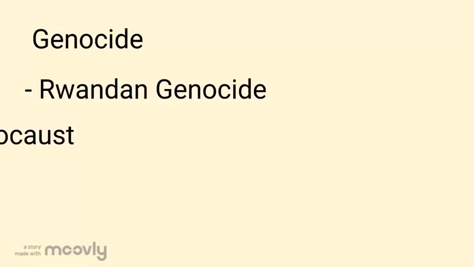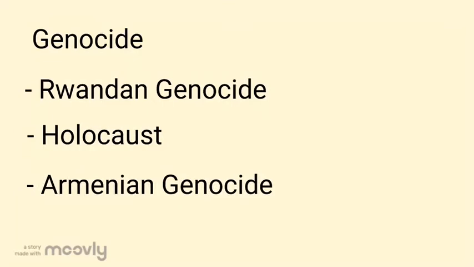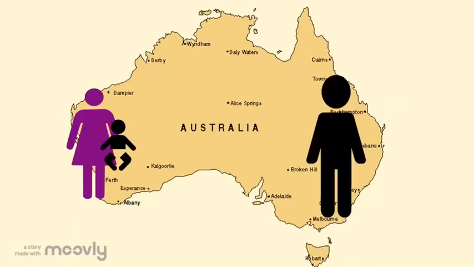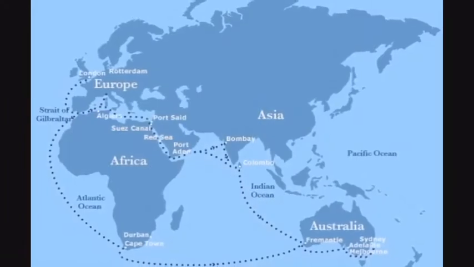When you think of the word genocide, you think of mass killings of a specific group of people, such as the Rwandan genocide, the Holocaust, or the Armenian genocide. The Australian stolen generations was considered a genocide, but it was different from others. In this particular one, Aboriginal children were being taken from their parents by English colonists. Let's start from the beginning.